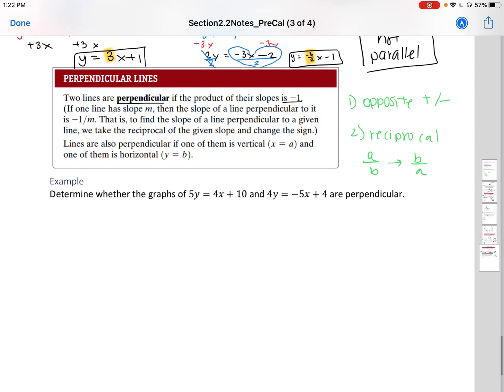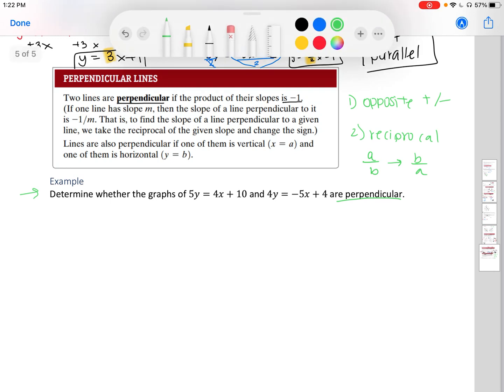So same question. Example, determine whether the graphs of 5y equals 4x plus 10 and 4y equals negative 5x plus 4 are perpendicular. So to do so, I need to compare their slopes. To compare their slopes, let's solve for y so that I may get the y equals mx plus b form, that slope-intercept form. And we do this so we can check out that slope and then compare. All right, let's go ahead and do so.